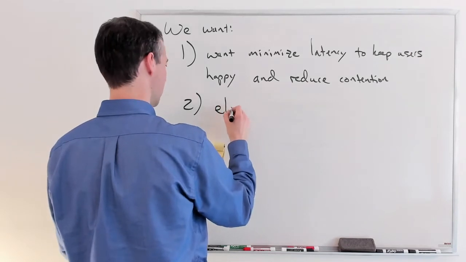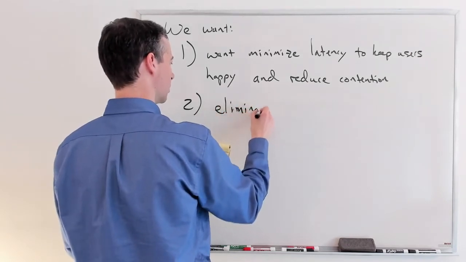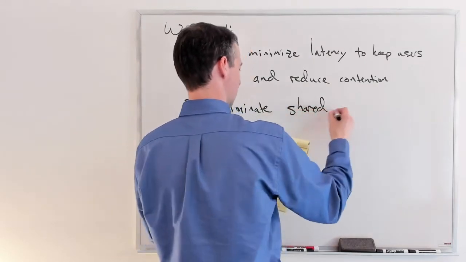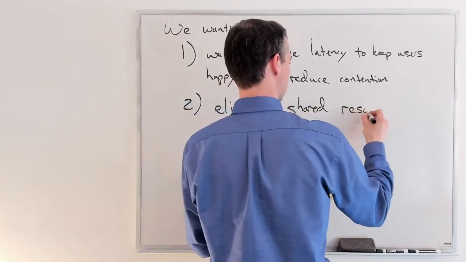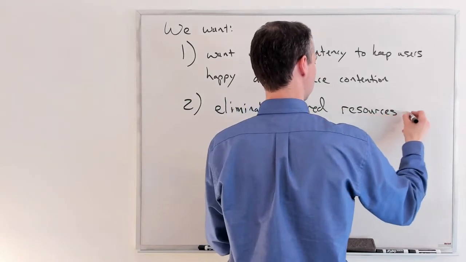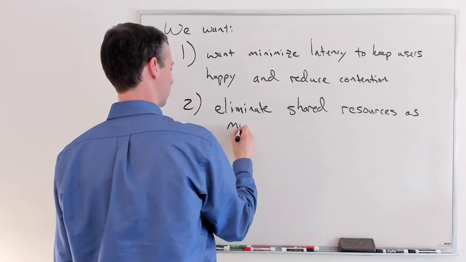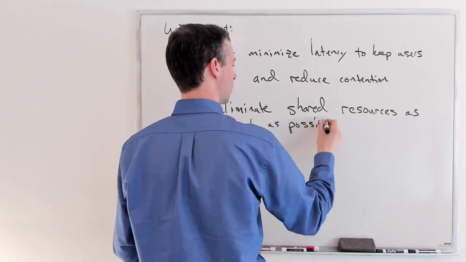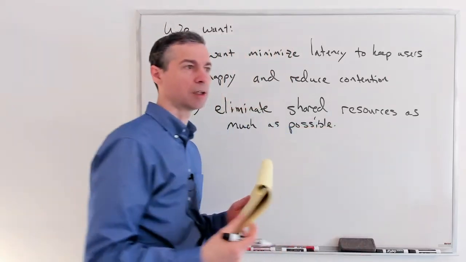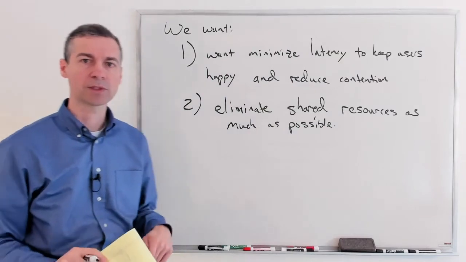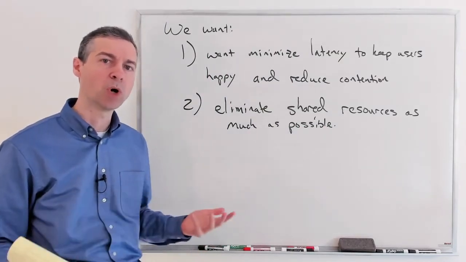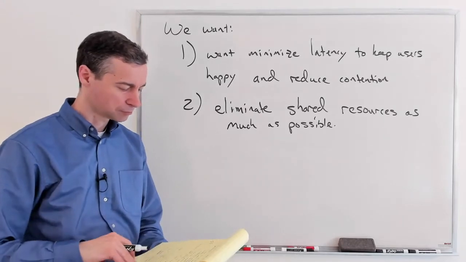And because most of our problems are going to originate with shared resources, we want to eliminate shared resources as much as possible. So when we program, we need to be aware of whenever we're going to have resource contention, and be thinking about that and trying to find ways that we actually won't have resource contention.